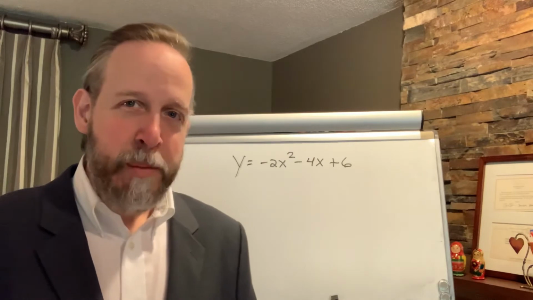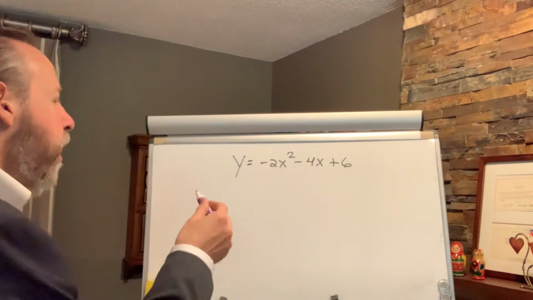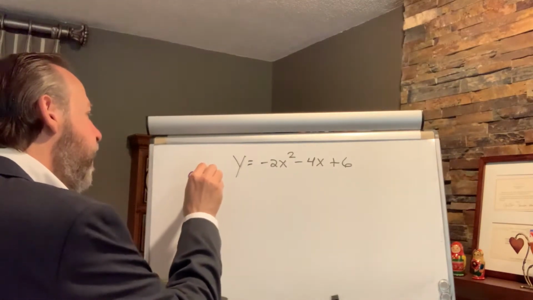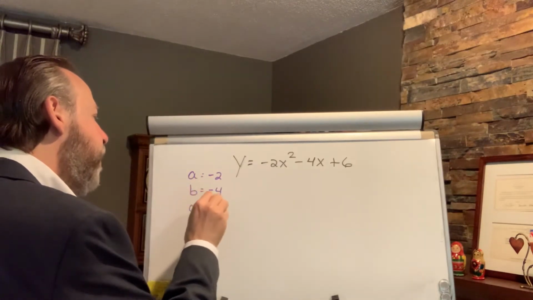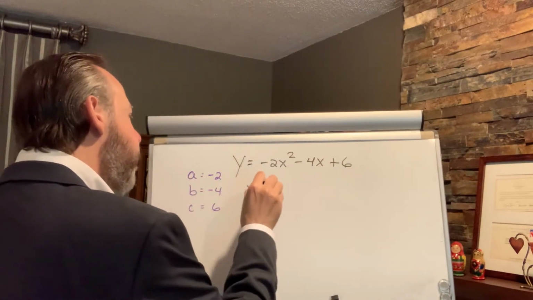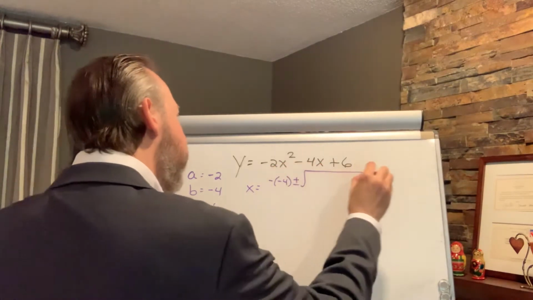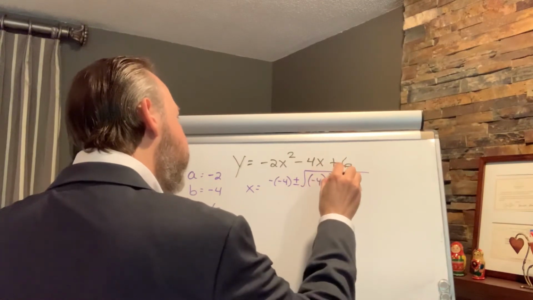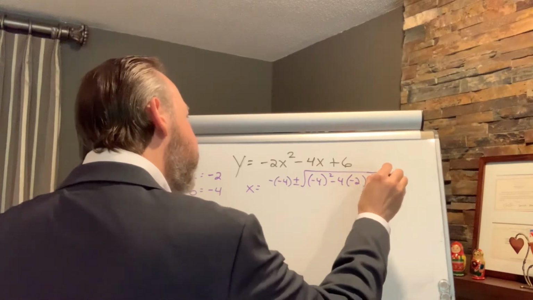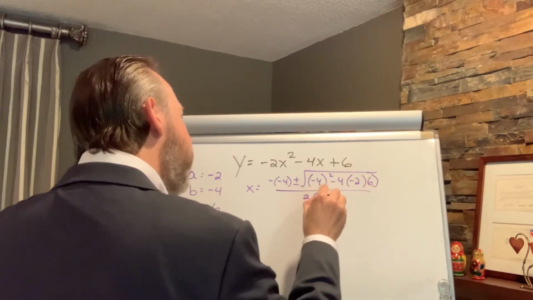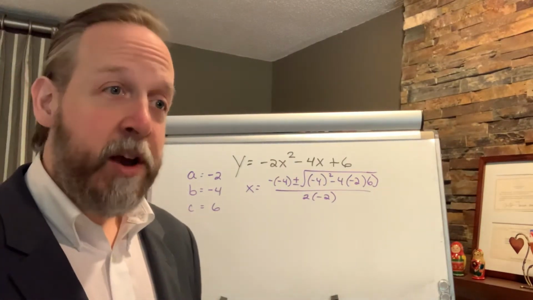On the board is the prompt you had to do for homework last night, so let's solve it nice and quick. Identify the A, B, and C. A is -2, B is -4, and C is +6. So x equals -4 plus or minus the square root of -4 squared minus 4 times -2 times 6, all over 2 times -2. Obviously, identifying the A, B, and C makes the process a whole lot easier.